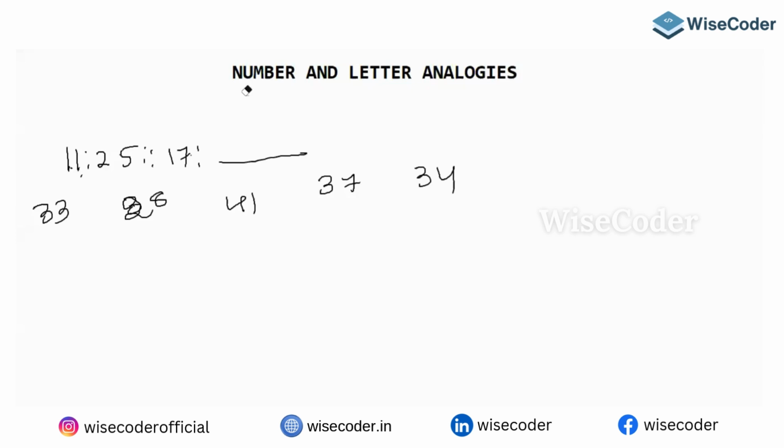But is there any multiplication kind of logic? Yes. 11 twos are 22 plus 3. Here also, 17 twos are 34, plus 3 is 37. Is 37 present? Yes. So the logic is times 2 plus 3. Here also, times 2 plus 3.